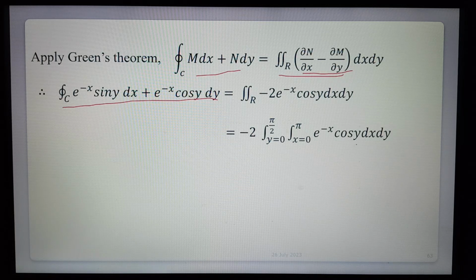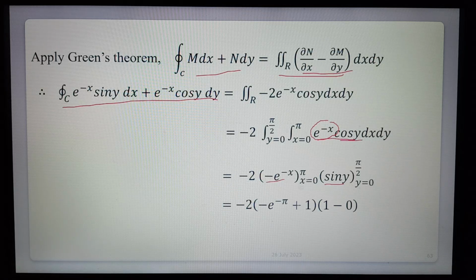So e power minus x into cos y, x limits constant, y limits constant, so we can separate the functions. So minus 2 into the first function e power minus x, integration is minus e power minus x, x limit 0 to 5. Then integration of cos y is sin y, y limit 0 to 5 by 2.